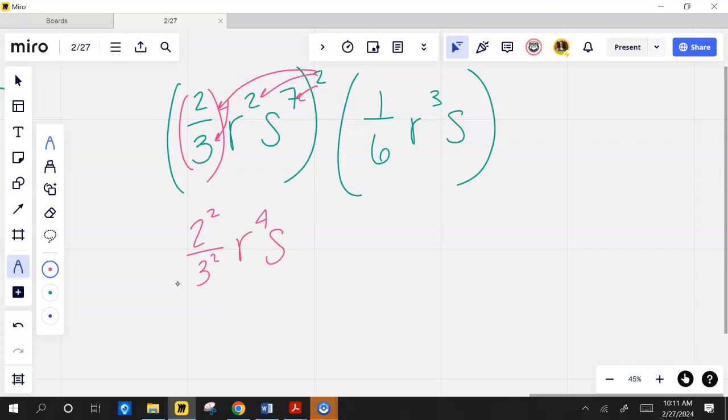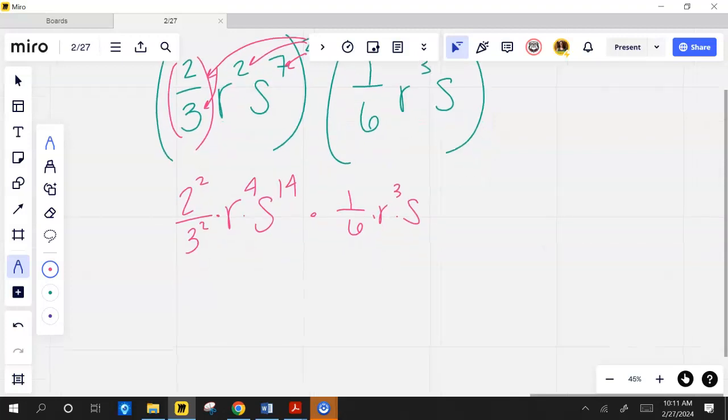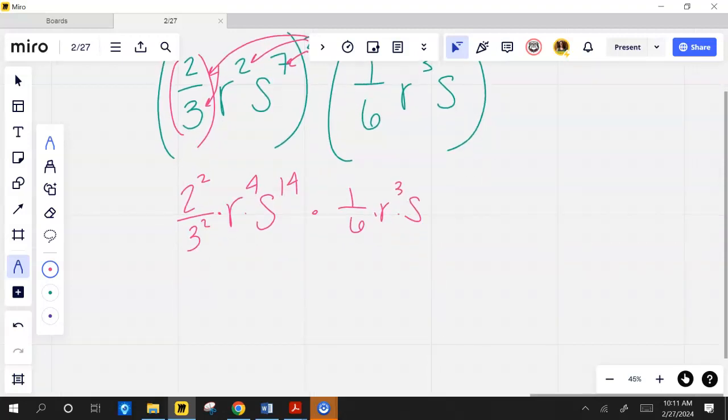4s to the 14 times, and now I've got 1 over 6 r cubed. Notice I dropped those parentheses because there's nothing else I can do in those parentheses, and I'm just multiplying. And so since multiplication is commutative, I can do it in any order that I choose. So what I think I'll do now, or you tell me what to do now, sorry.